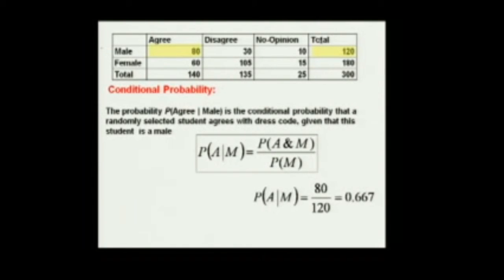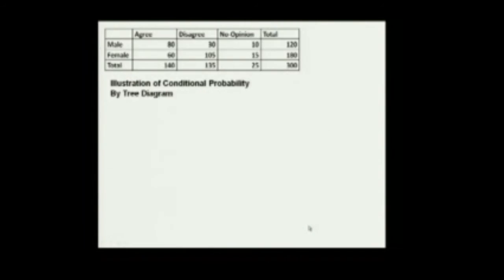So there are two ways to solve this problem. Either by looking at P(A and M), which is the 80 divided by 300, and dividing by P(M), which is the 120 divided by 300, and as you can see, the 300 will cancel out in that ratio, and that will give us 80 over 120. Or directly from the contingency table, we have 80 divided by 120, which will give us P(A given M) directly.